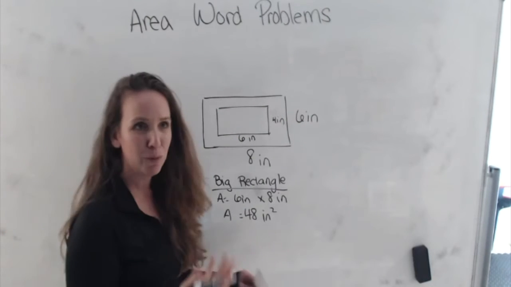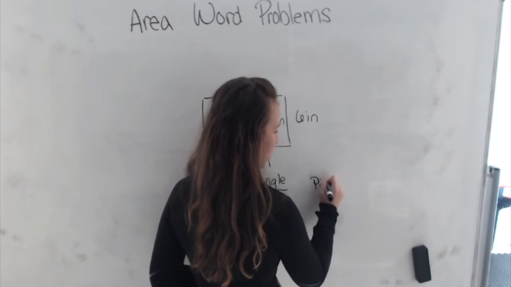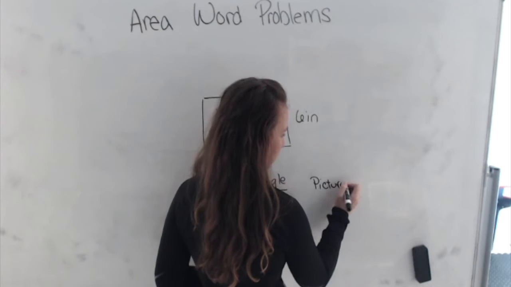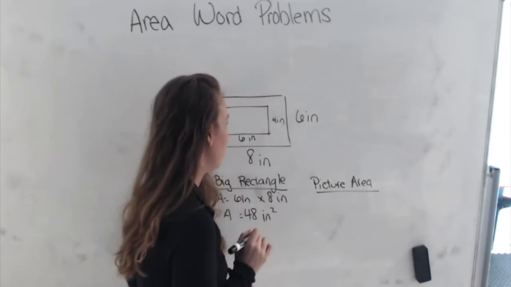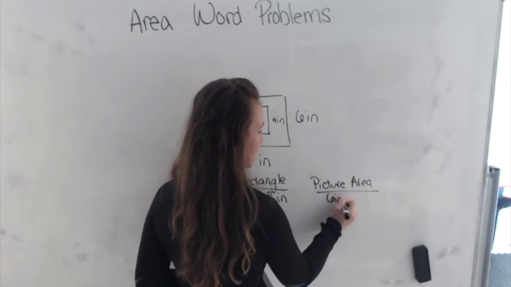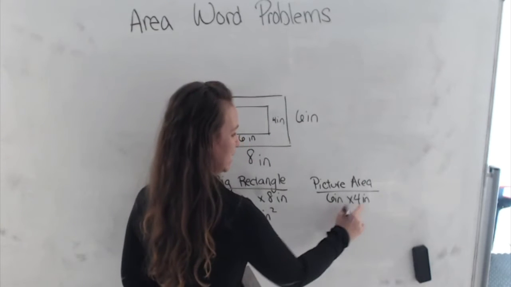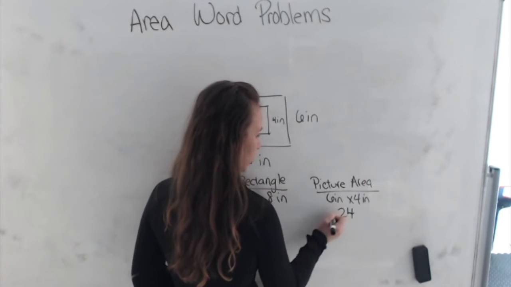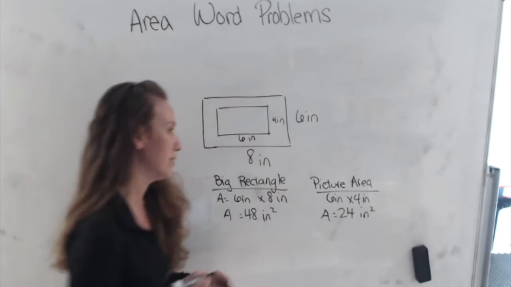So, what would be the area of where the picture goes? So let's write picture area. Okay, so the picture is 6 inches by 4 inches, or 4 by 6. 6 times 4 is 24. Inches times inches is inches squared.